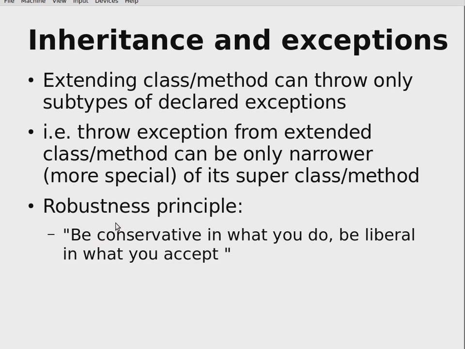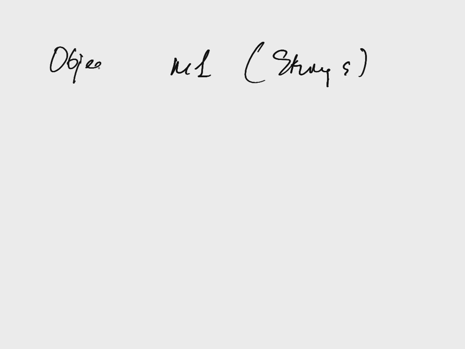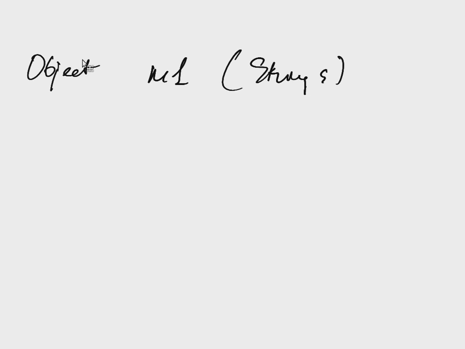So now a little bit about inheritance. Exceptions are another output for your methods. For example, you have some method 1. Here is your input parameter like string and object as returned type, but exceptions are another output.